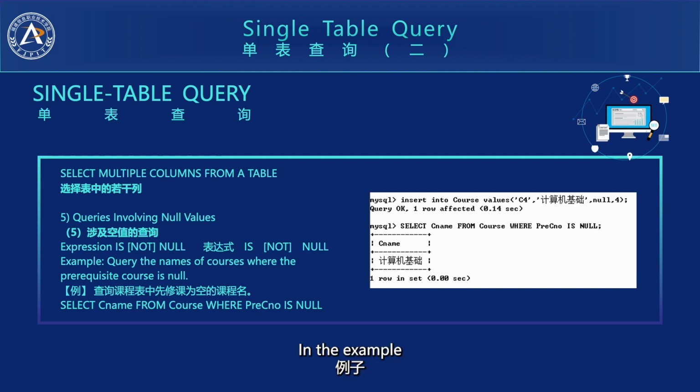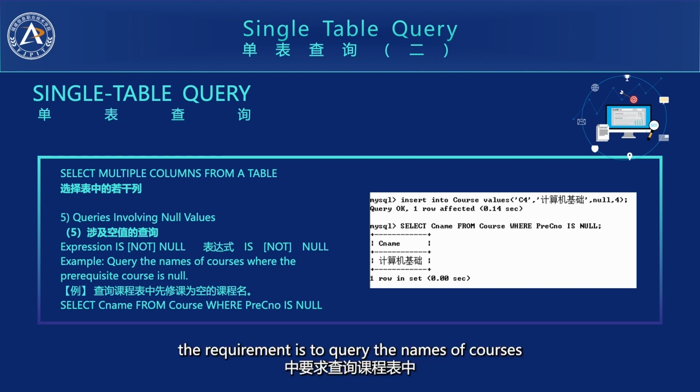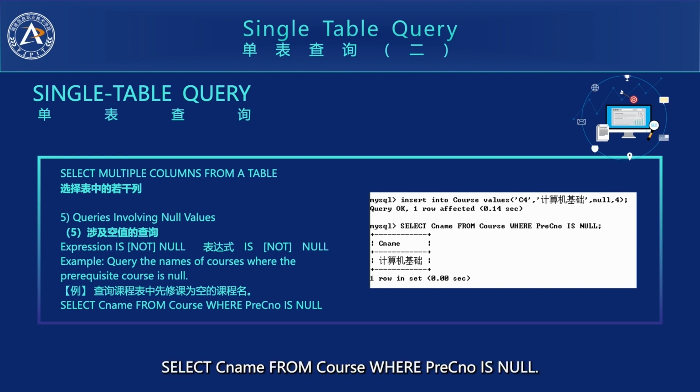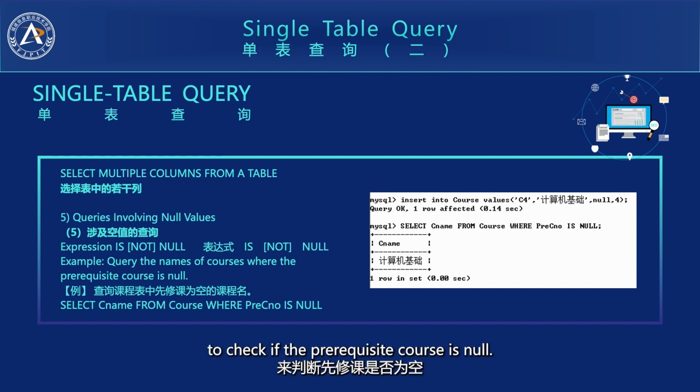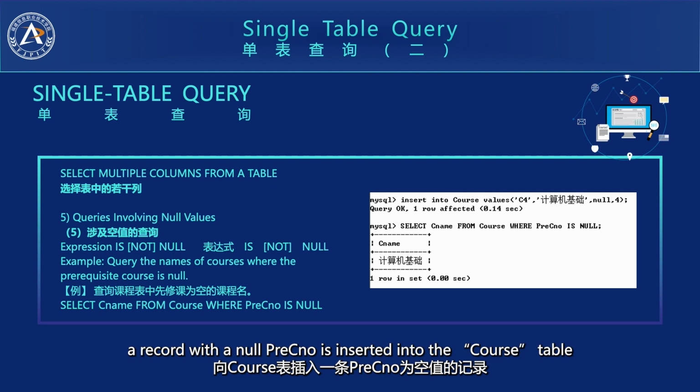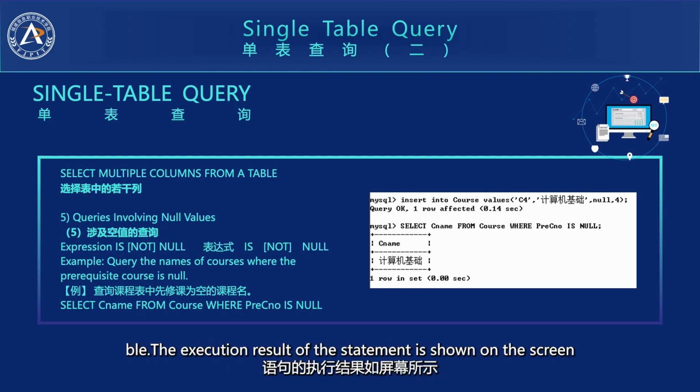In the example, the requirement is to query the names of courses where the prerequisite course is null. Select cname from course where precno is null. The where clause uses precno is null to check if the prerequisite course is null. To demonstrate, a record with a null precno is inserted into the course table. The execution result of the statement is shown on the screen.